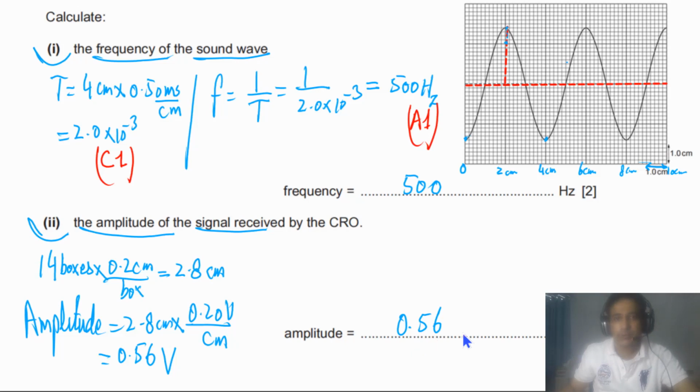And this question has only 1 mark. If you have got the right answer, you will get 1 mark, and this is the answer mark.